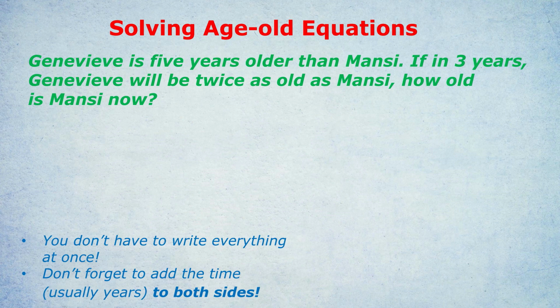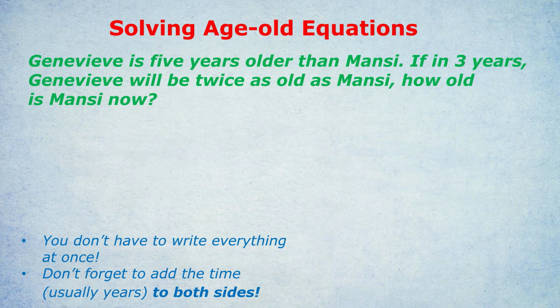There's a couple of things that I want you to remember. First thing is, people get caught up in trying to have the whole equation ready immediately. And you don't need to do that, as I'll demonstrate. And the second thing to remember is that when we're adding time, for example, in 3 years, you have to add the 3 to both individuals. Because in 3 years, both Genevieve and Mansi will be 3 years older. Those are the two principles to bear in mind, and I'll demonstrate that with this question. Of course, if you want, you can pause the video and try and solve it yourself.